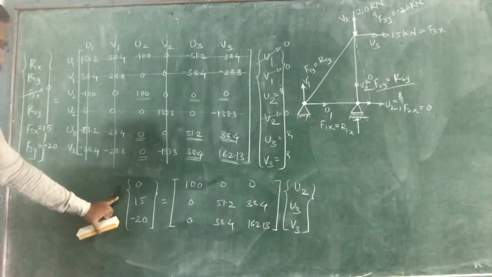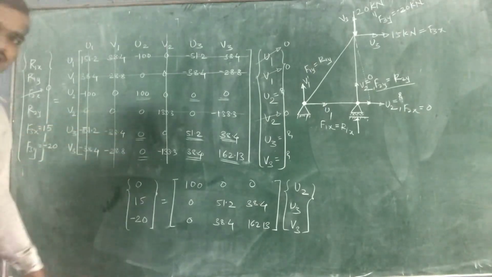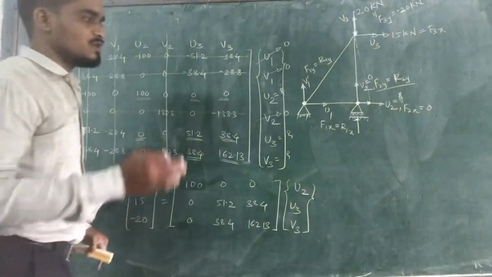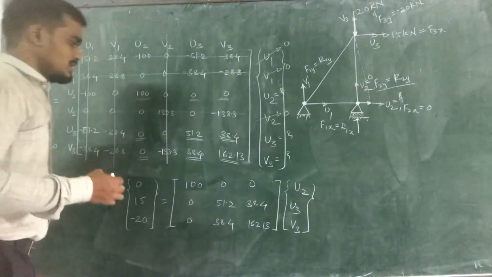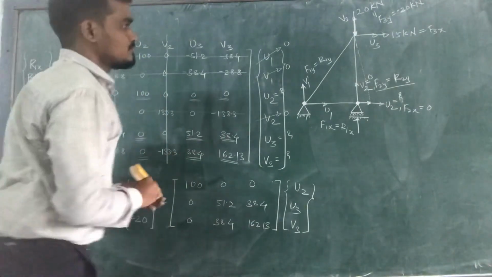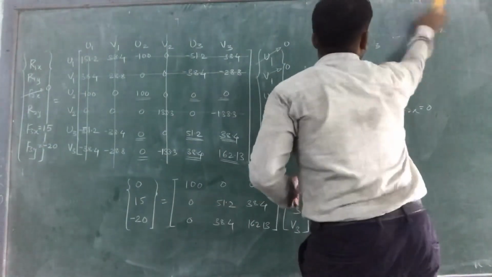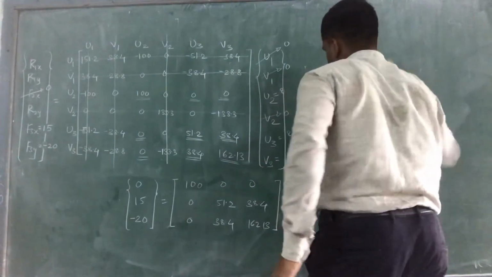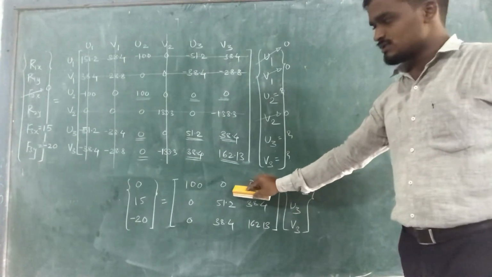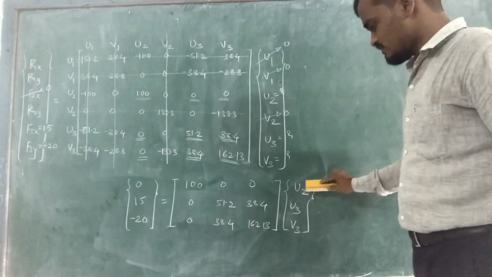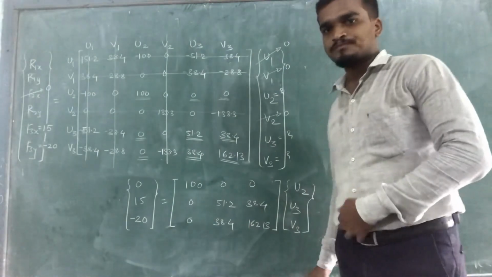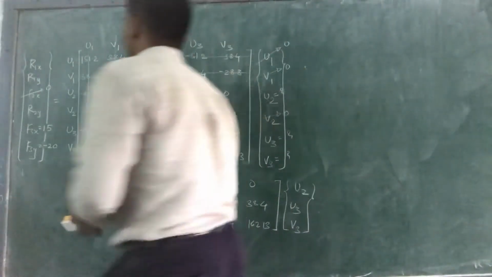Now you can solve these three equations by using the Gauss elimination method, or you can directly solve these three equations with three unknowns in your calculator, and finally you will get the values for U2, U3 and V3. You will get these three values by putting these three equations in your calculator for three unknowns, or you can solve these equations by using the Gauss elimination approach also.